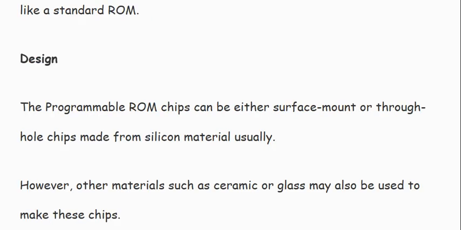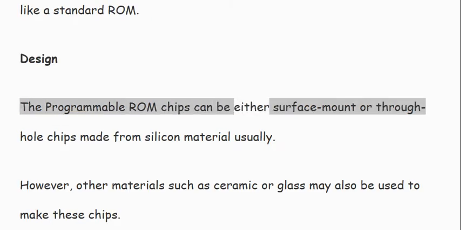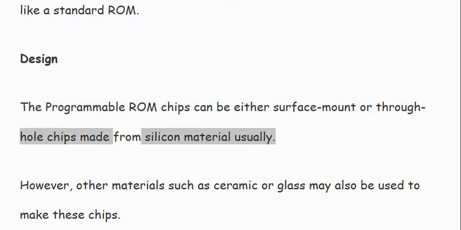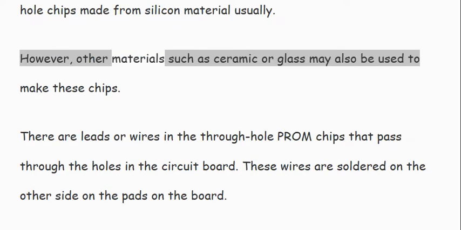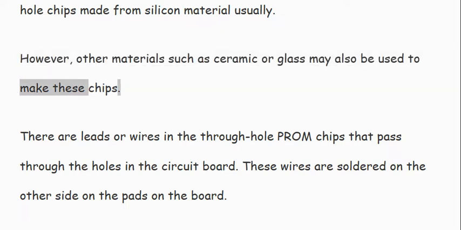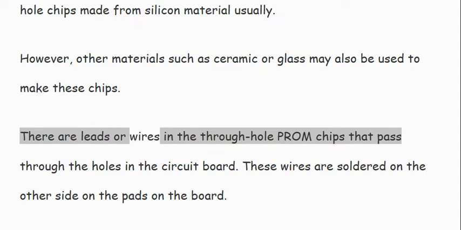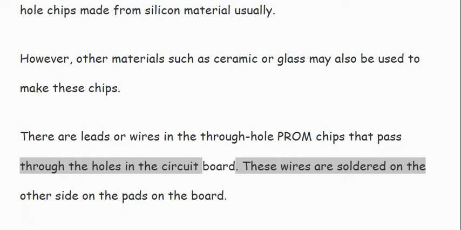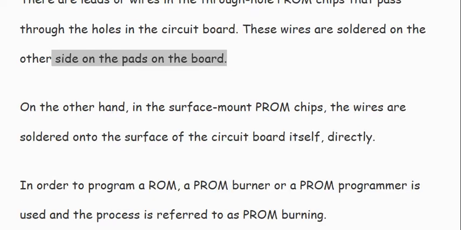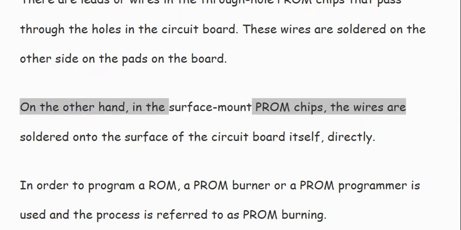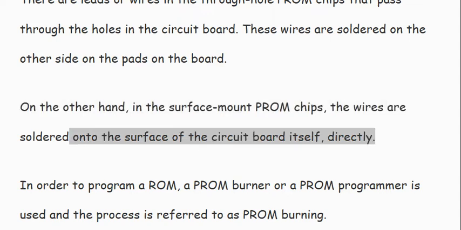Design. The programmable ROM chips can be either surface mount or through-hole chips made from silicon material usually. However, other materials such as ceramic or glass may also be used to make these chips. There are leads or wires in the through-hole PROM chips that pass through the holes in the circuit board. These wires are soldered on the other side on the pads on the board. On the other hand, in the surface mount PROM chips, the wires are soldered onto the surface of the circuit board itself directly.